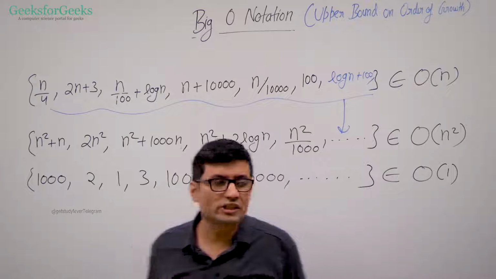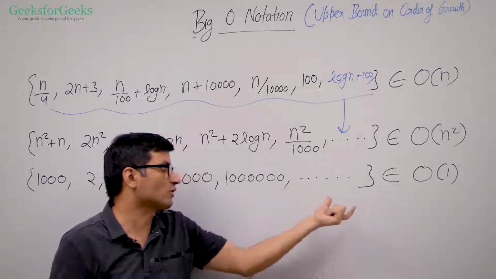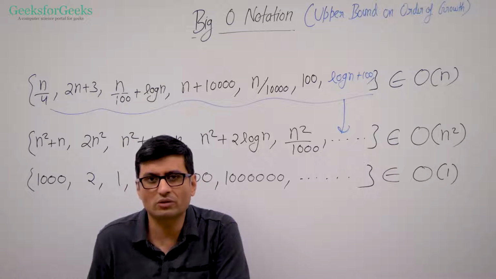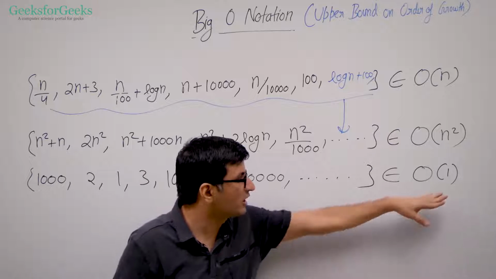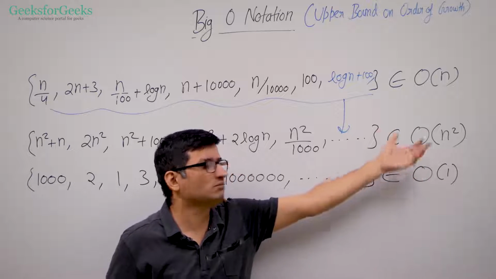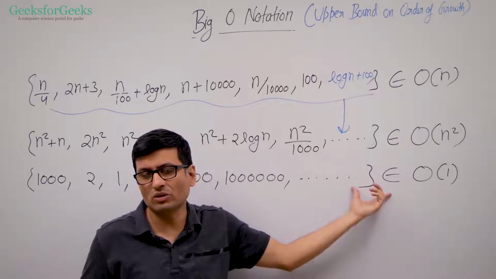So these constants also come under big O of n square and big O of n, because they have lower order of growth. Constant means the least order of growth. It does not grow at all in terms of input size. All these things come under big O of 1. They also come under all big O notations as well, like n square and n, because this is the least order of growth.